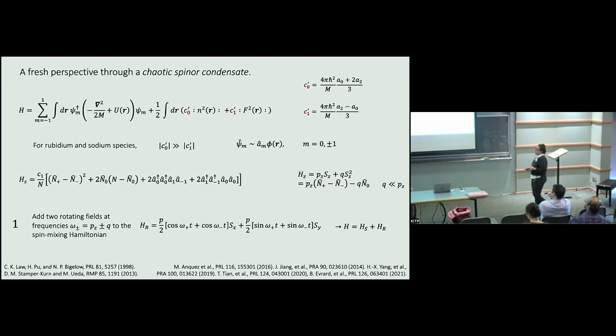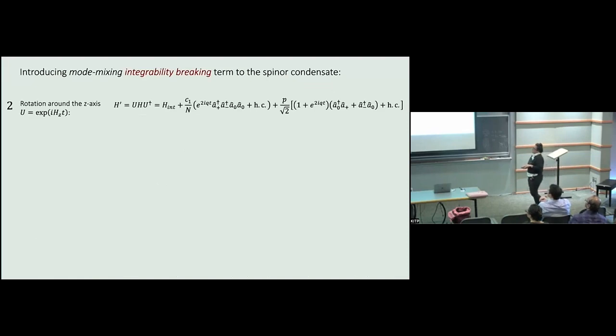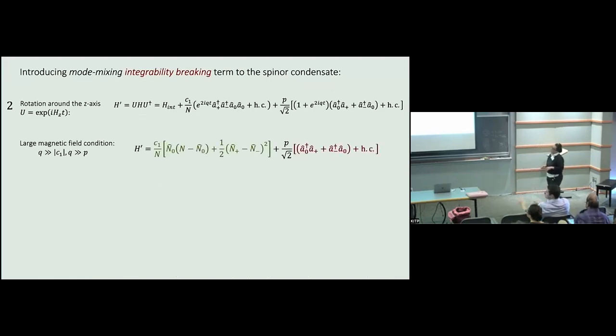So we gave a prescription of how to do this in the lab. We first need to add two rotating in-plane fields to the spin mixing Hamiltonian, and then we do a change of frame, and under some large magnetic field condition, after some time averaging, we end up with this simple Hamiltonian. The green part is the interaction part, and the red part is what we call the spin mode mixing term. It has the spin 0 and spin +1 components, and the spin -1 components. This is the part that actually breaks the integrability.